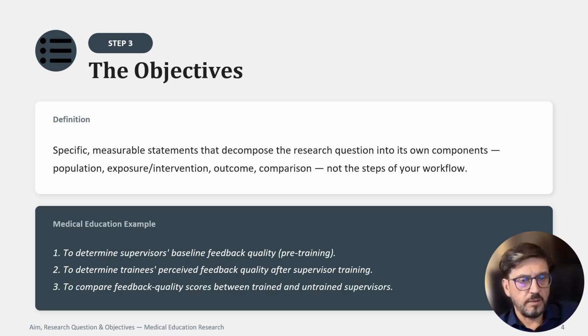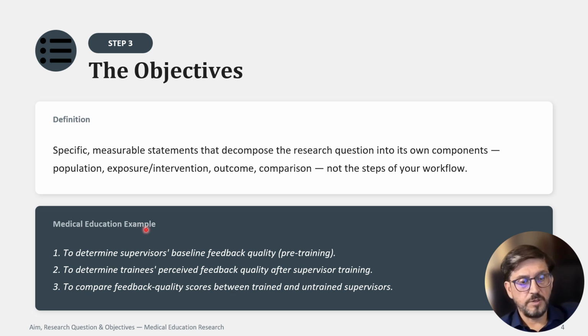Now coming to the third concept here, the objectives. Many students get confused whether the objectives should come first, or the research question, or the aim. The logical hierarchy is that the aim is the first one to describe, followed by the research question, and then the research objectives. And as you can see, research objectives are specific, measurable statements that decompose the research question into its own components.